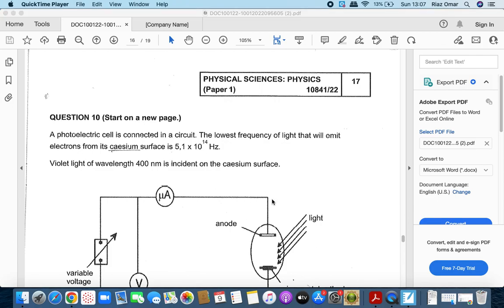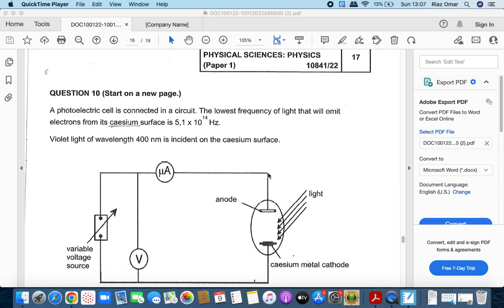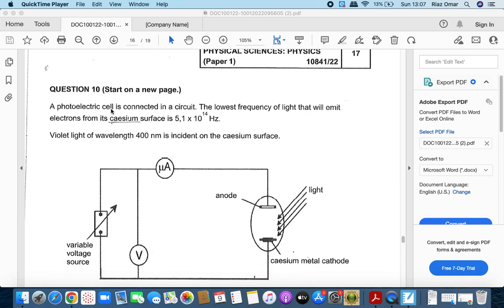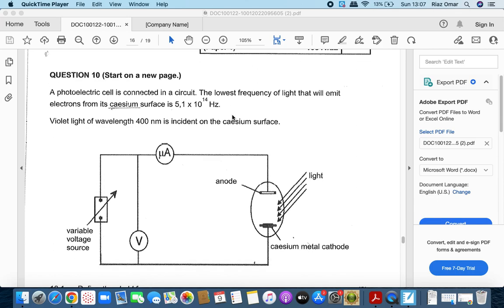Preliminary exam, question 10. If you wrote question 10, let's look at what it's all about. Question 10 states a photoelectric cell, so this has to do with the photoelectric effect. A photoelectric cell is connected to a circuit. The lowest frequency of light that will emit electrons from its cesium surface is 5,1 times 10 to the 14 hertz. Violet light of wavelength 400 nanometers is incident on the cesium surface.